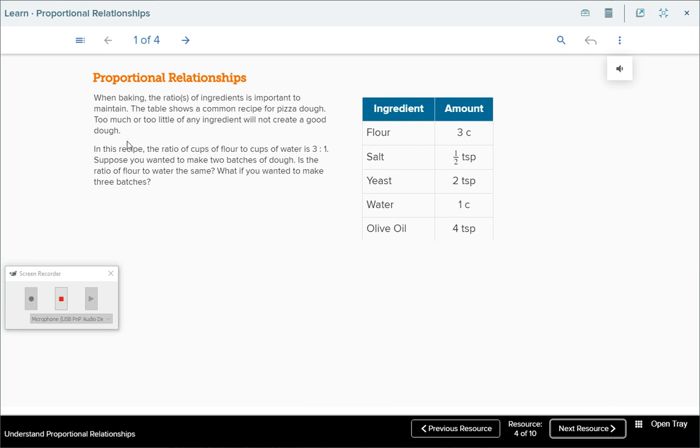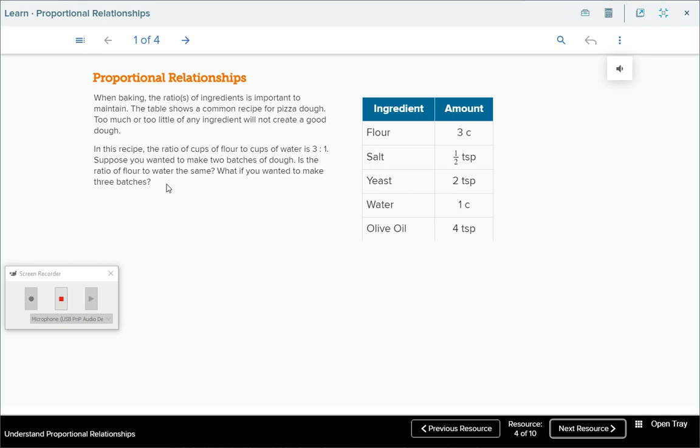Suppose you wanted to make 2 batches of dough. Is the ratio of flour to water the same? What if we wanted to make three batches? If we wanted to make 2 batches, would we still use 3 cups of flour to 1 cup of water? We would double it, right? And then we would double the amount of water. So 6 cups of flour to 2 cups of water.